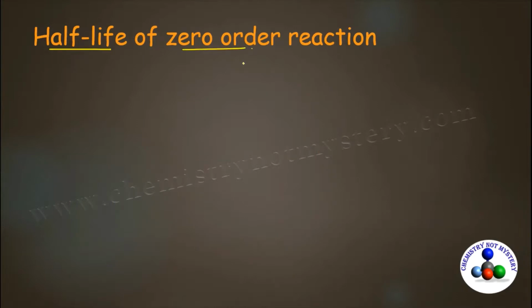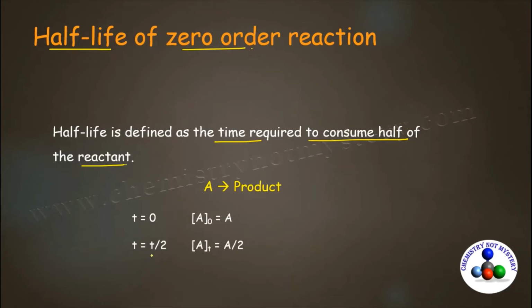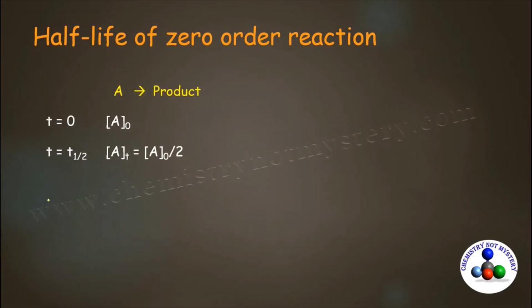Now come to the half-life of zero order reaction. Half-life is defined as the time required to consume half of the reactant. For example, there is a reaction in which reactant A converts into product. Initially, at time t is equal to 0, initial concentration of A can be represented as A0 and it is equal to A. The time at which half of the initial concentration of reactant has been consumed is known as t half. And at that time, At will be equal to A0 by 2, that is half of the initial concentration. So we have all these values and we have to place these values in the zero order equation.